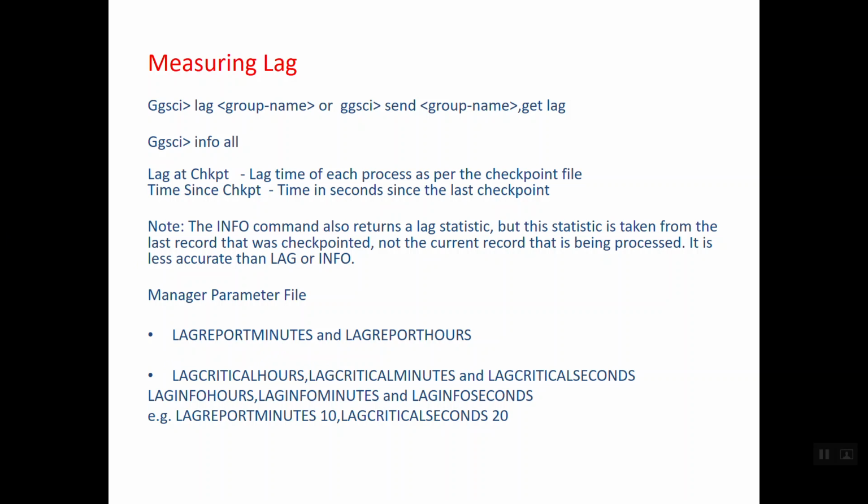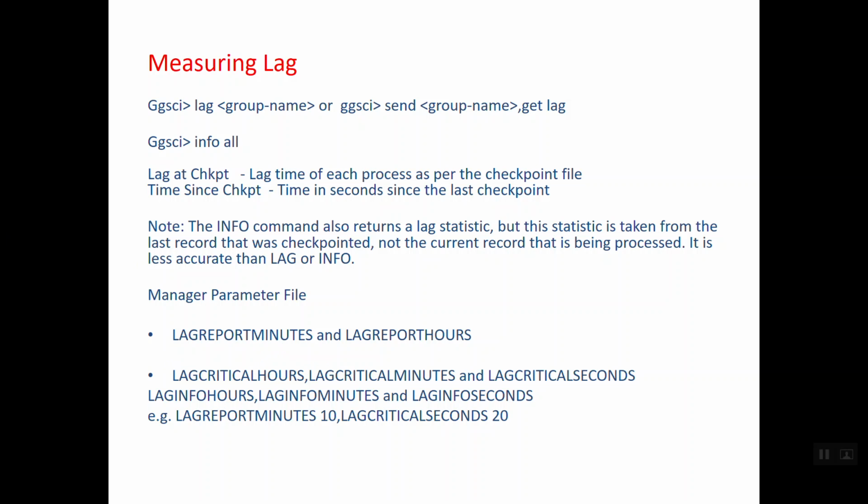The lag critical minutes, hours and seconds parameters will show me a critical message in a critical format. You have seen in the ggserver.log that there are messages with critical, info and warn, where warn stands for warning. If I say lag critical hours 1, that means if the lag of any process increases by 1 hour, it will send a critical message to the error log file. Similarly for critical minutes, if I specify 30, after 30 minutes it will show me the error messages. Similarly for seconds as well.